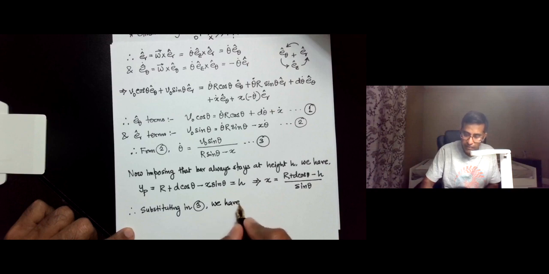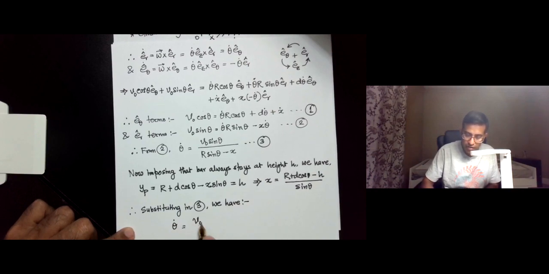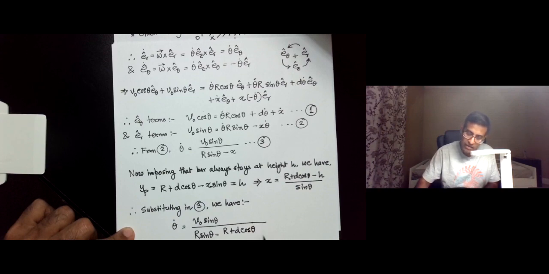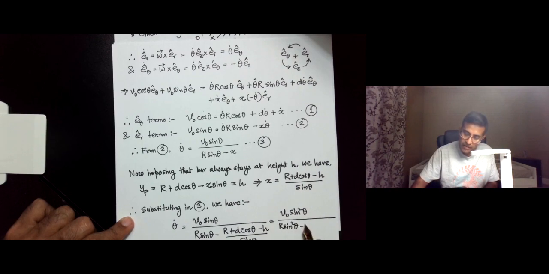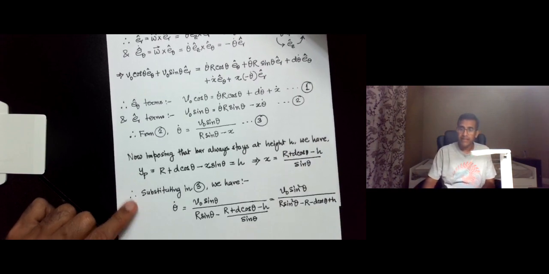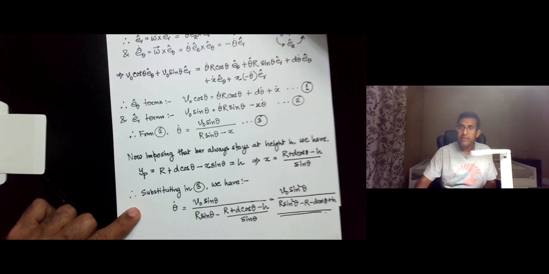we have theta dot is equal to v naught sine theta divided by r sine theta minus (r plus d cosine theta minus h) divided by sine theta, which is v naught sine squared theta divided by r sine squared theta minus r minus d cosine theta plus h, and that is the expression for theta dot.